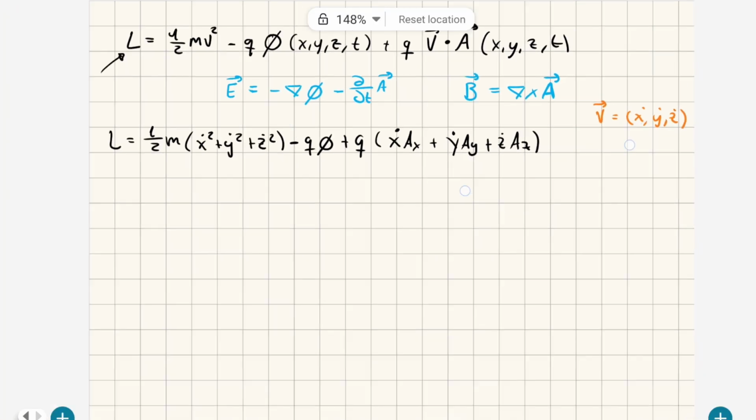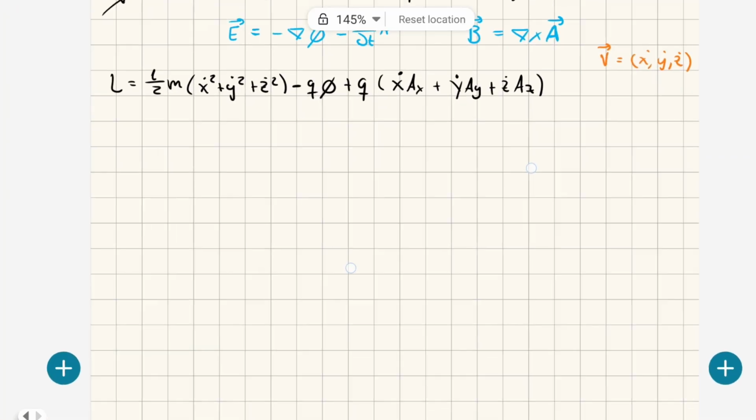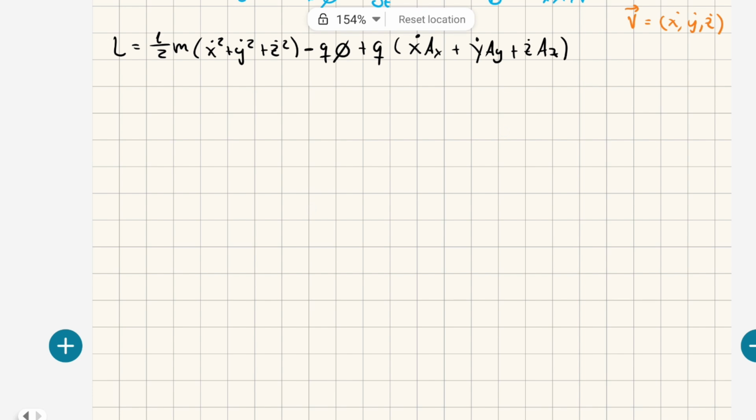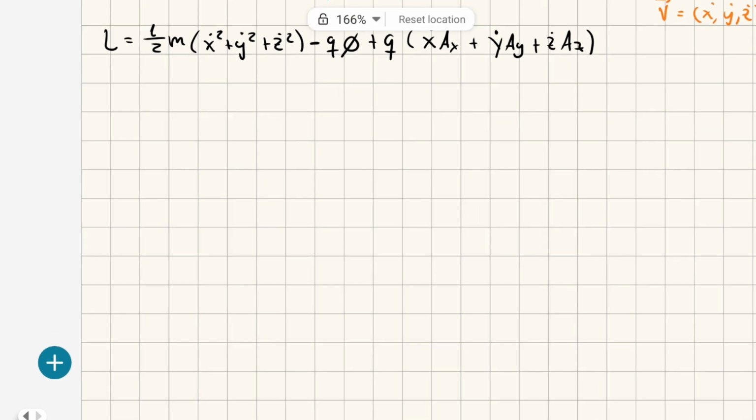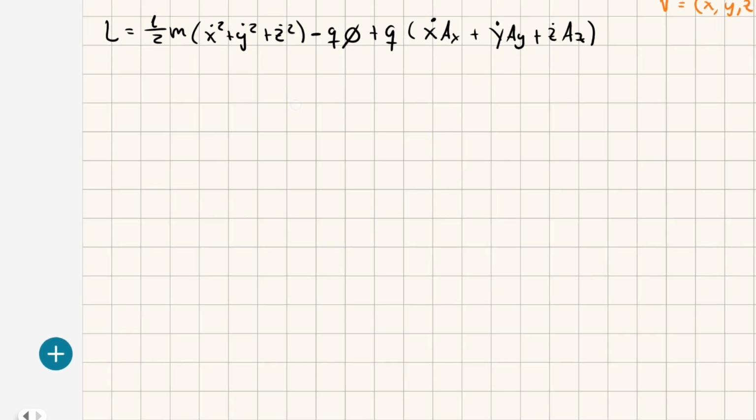Okay, perfect. So also recall that the Euler-Lagrange equation that we are going to use, we will have three equations, right? One for each generalized coordinate, but we are going to work out just with one coordinate, and then when we get the result, we are going to generalize to the three coordinates. So all the process we are going to do is going to be with the x coordinate.